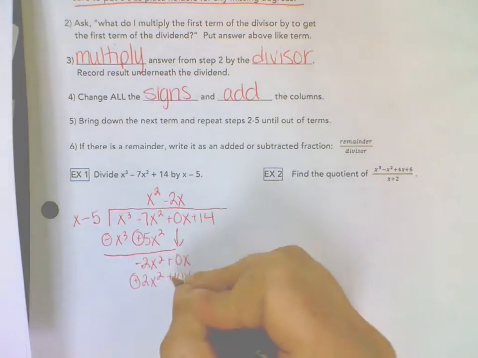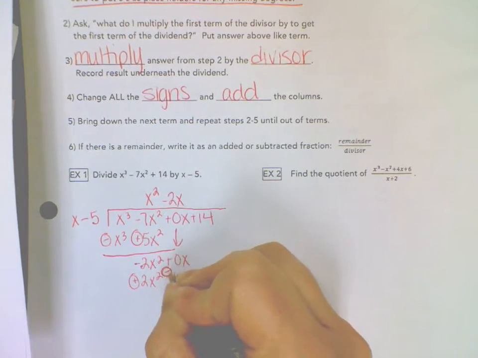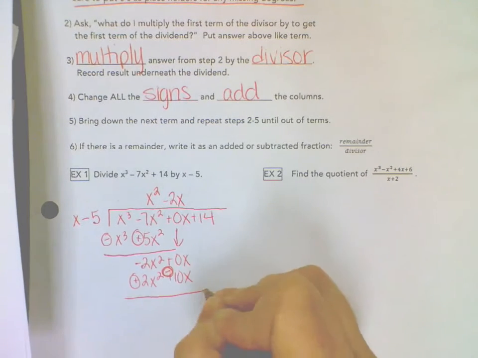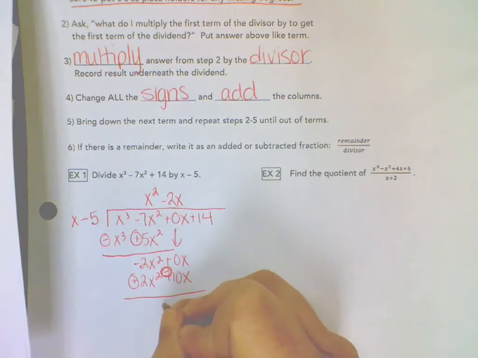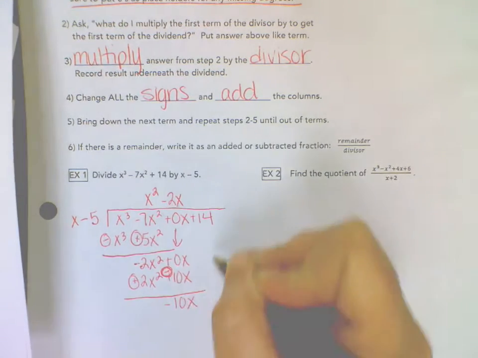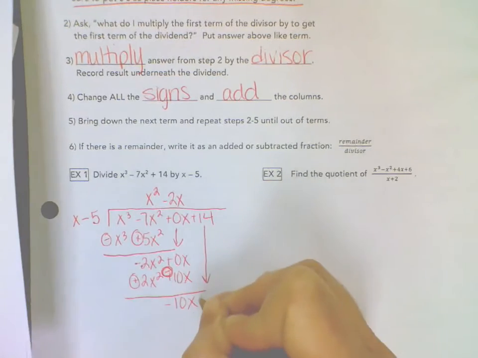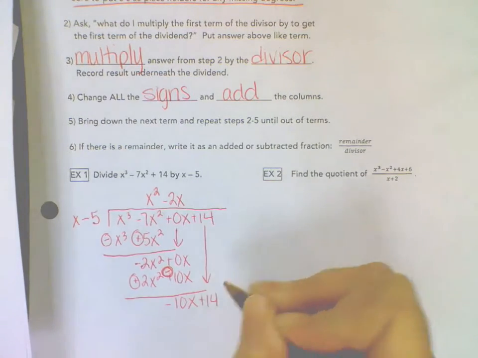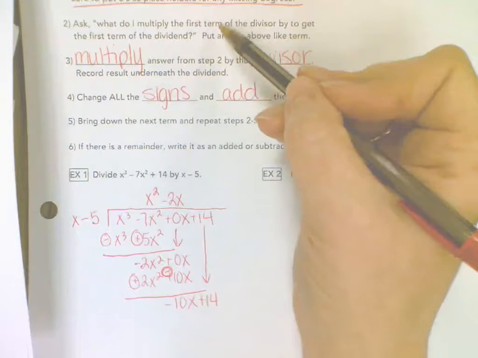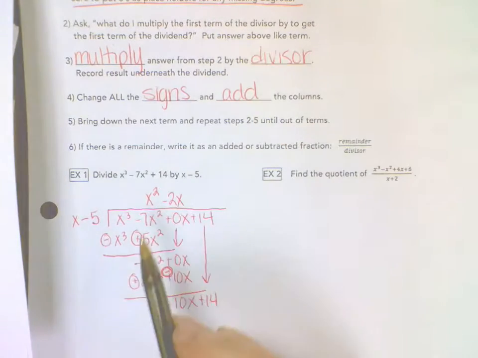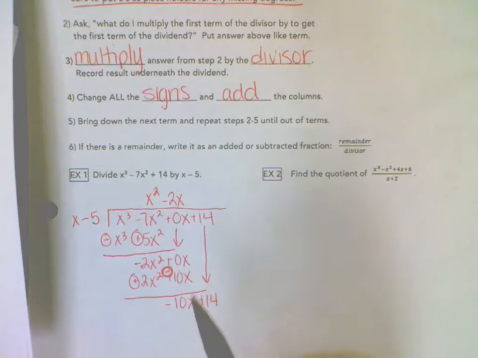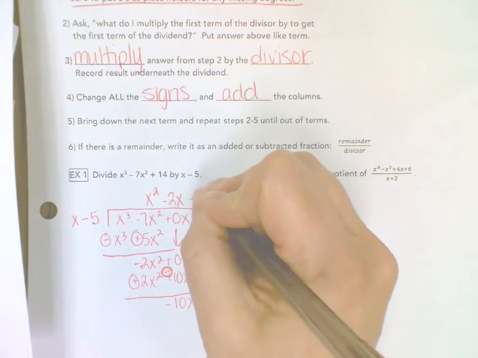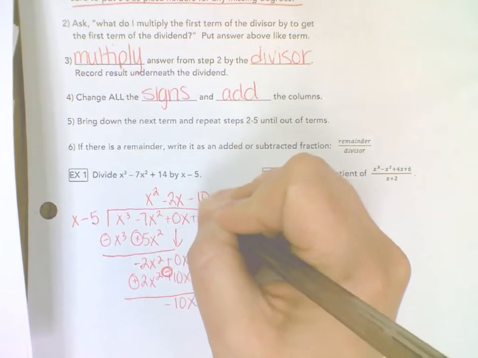Change the signs and add the columns. These cancel. 0x plus negative 10x is negative 10x. Bring down the next term. And again, go back to step 2. What do I multiply x by to get negative 10x? It's negative 10. I write it above its like term.